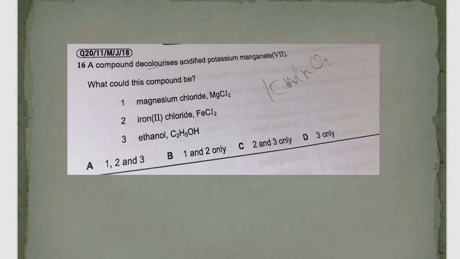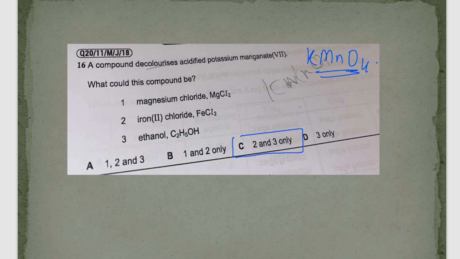A compound decolorizes acidified potassium manganate, KMnO4. The purple or pink color of KMnO4 will be decolorized. What could this compound be? MgCl2, FeCl2 or ethanol? Whenever we add the oxidizing agent, acidified KMnO4, to ethanol, it will produce ethanoic acid, and it can also oxidize Fe2+ to Fe3+ ions. So 2 and 3 will be the correct option. Fe2+ is converted into Fe3+ by losing electrons, and ethanol is converted into ethanoic acid because of the presence of this oxidizing agent.